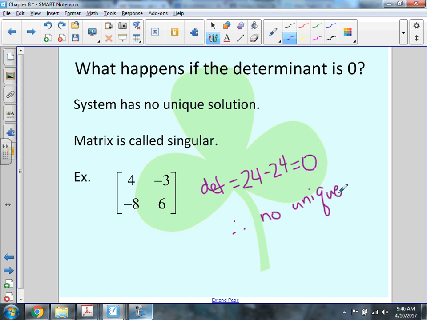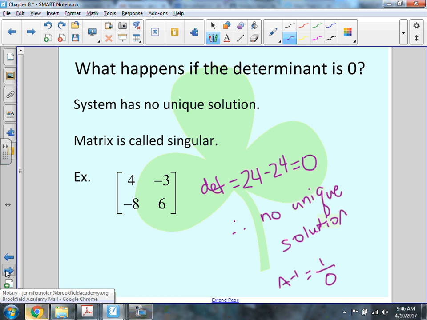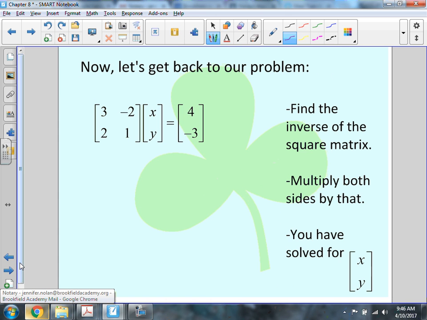Because when you look at the equation for the A inverse, it starts as 1 over the determinant. So 1 over 0, you can't solve it because you can't find the inverse. So if there's no unique solution, then you cannot solve the equation and find a unique solution using matrix inverses. So that's a singular matrix. Let's get back to our problem.